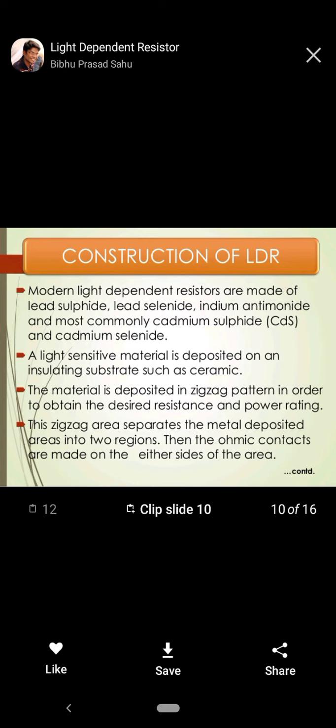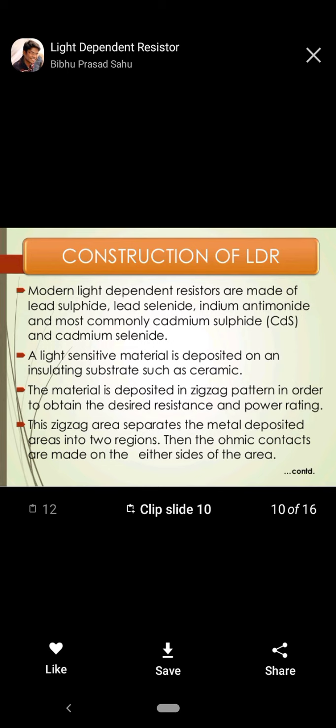Modern light dependent resistors are made up of lead sulfide, lead selenide, indium antimonide, and most commonly cadmium sulfide and cadmium selenide. You should remember these names. The important ones are cadmium sulfide and cadmium selenide.